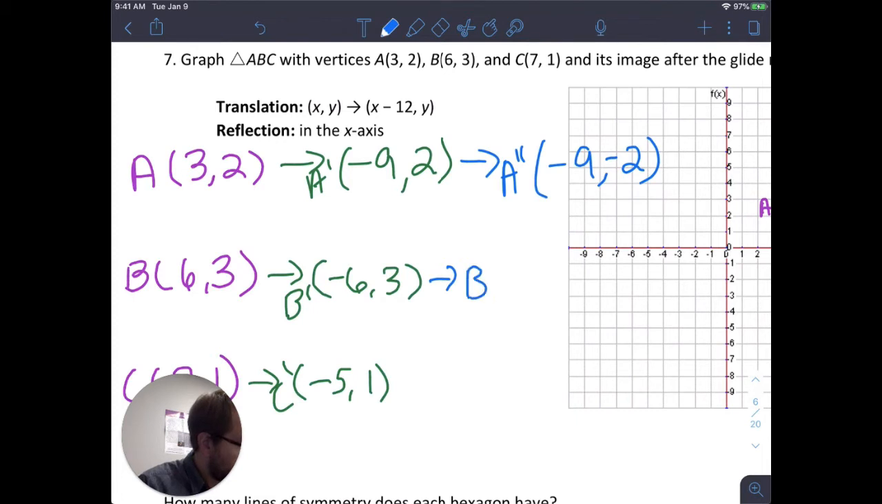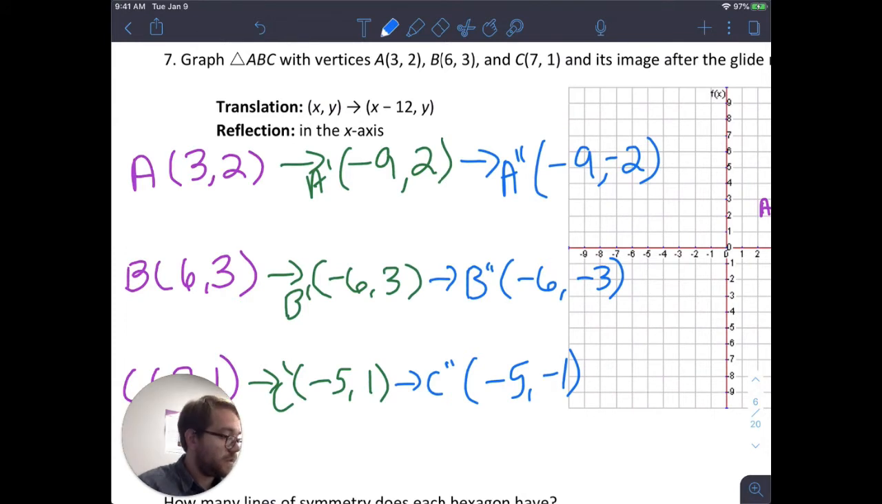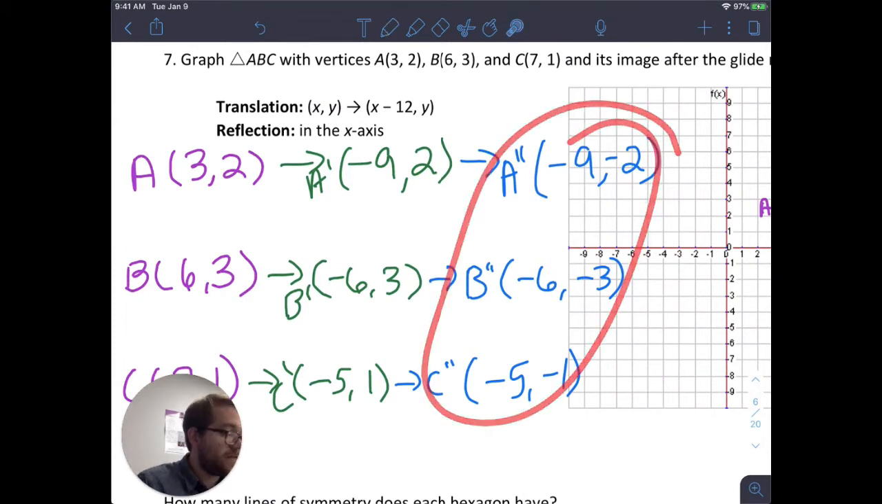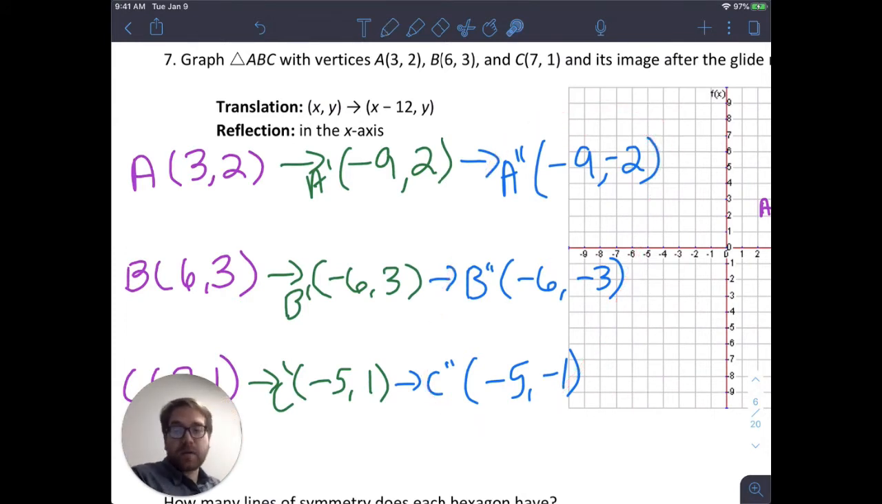So B double prime would be (-6, -3). And we're going to keep the x value the same when reflecting in the x-axis, and you switch the sign of the y value. C double prime would be (-5, -1). And so these would be the points of my reflection from the translation, which is the glide reflection.